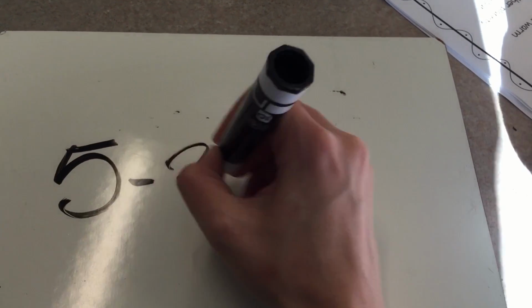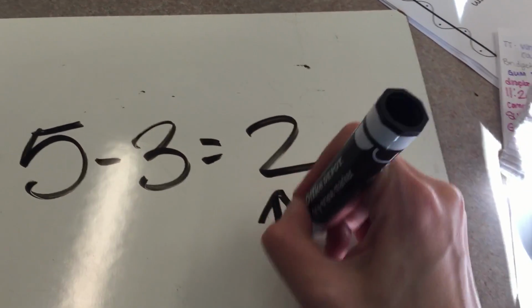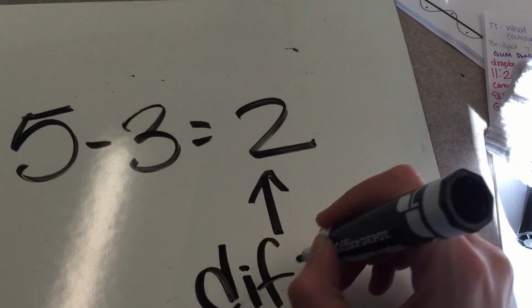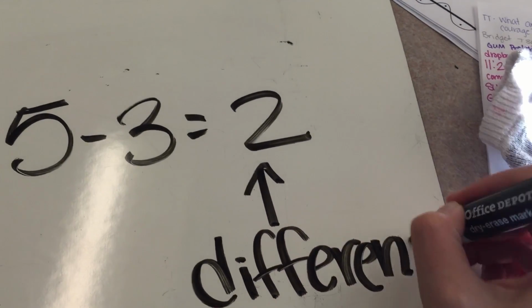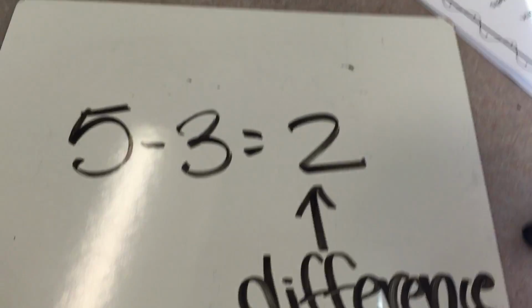If we were to turn this into a subtraction problem, that number right here is your difference. That's your answer to a subtraction problem. So in math, sometimes we want to show our answer and prove our answer by using a picture. One picture we can use is called a tape diagram.